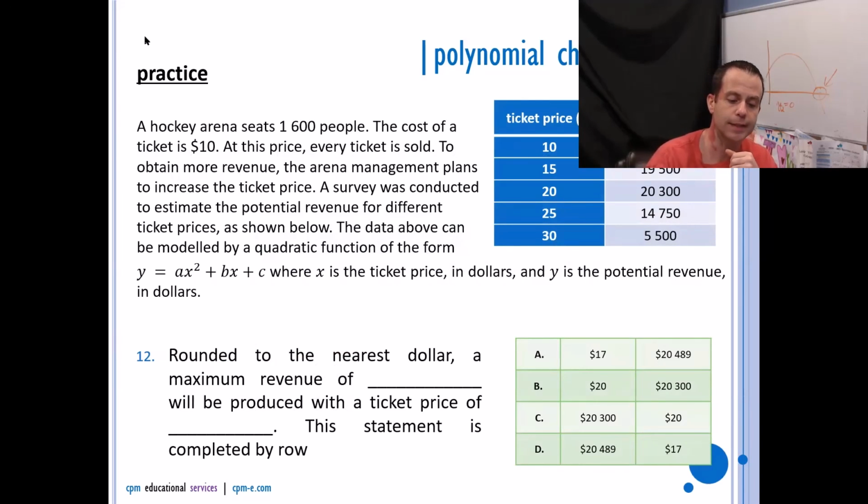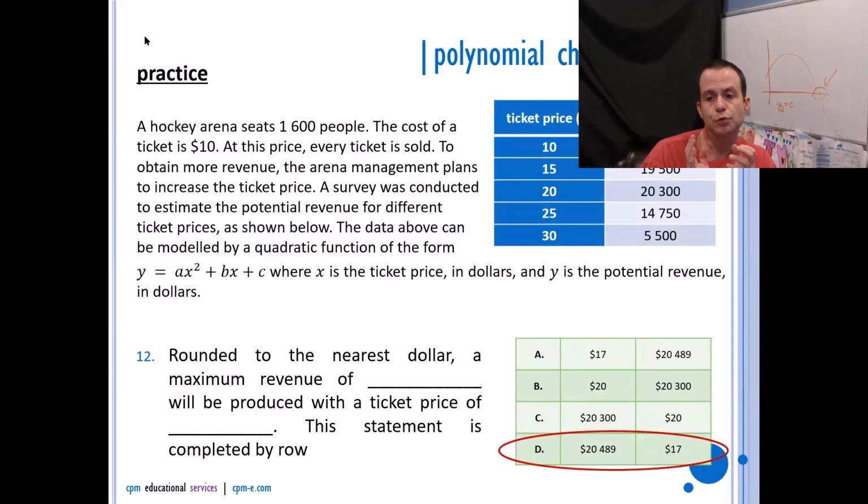TI kids, you're going to go stat and calc, and then choose your quadratic regression, which is option 5. And then make sure Y1 is in your store equation section. Okay, and you should end up with a maximum point of 20,489 with 17.